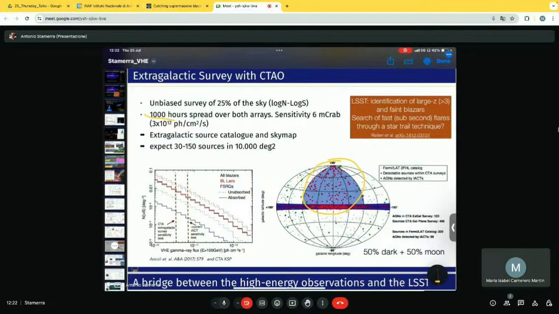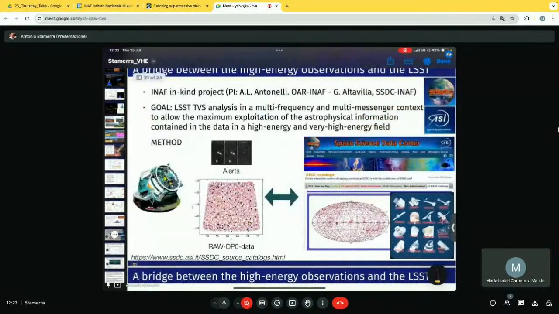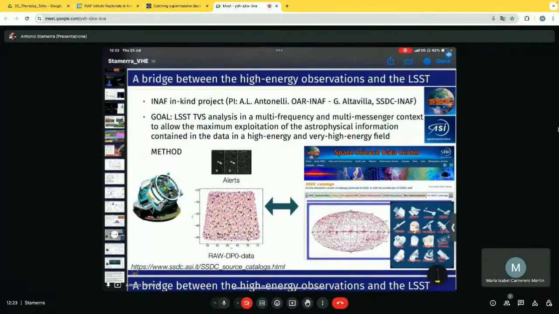It will be great. And the last few slides are to mention the in-kind project that was done in the Transformable Star, which is led by the PI Angelo Antonelli and Paolo Tavilla at ENAF. I'm not very much involved, but anyhow, the idea is definitely interesting, because the idea is to put together a bridge, as a matter of fact, between the multi-frequency and multi-messenger context that I have shown you how important it is, to exploit the information contained in the high energy, but also the Rubin data, the LSST data.